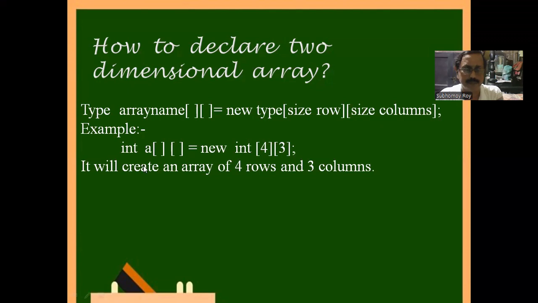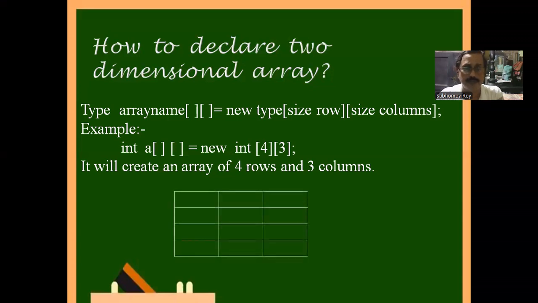Now look at the example. Int is the type, a is the array name, two pairs of square brackets signify that it is a two-dimension array. New, then again int, the type, 4, 3. 4 is the size in row and 3 in column. So we can say we are going to declare an array that can store numbers in 4 different rows and 3 columns. So what will be the shape of the array if there are 4 rows and 3 columns? Now here you see the shape of the array. You can see there are 4 rows and there are 3 columns.